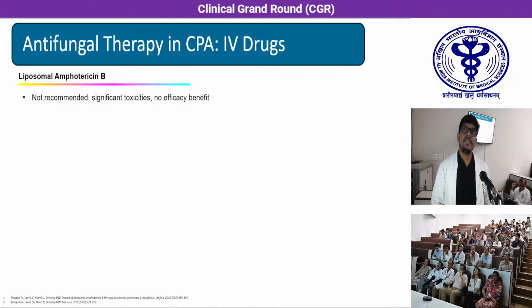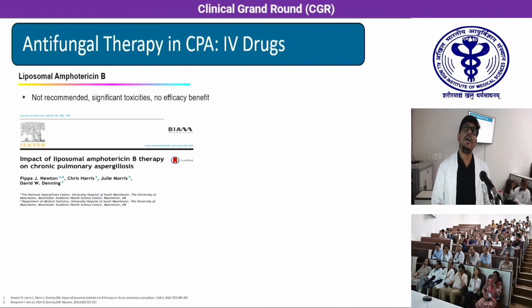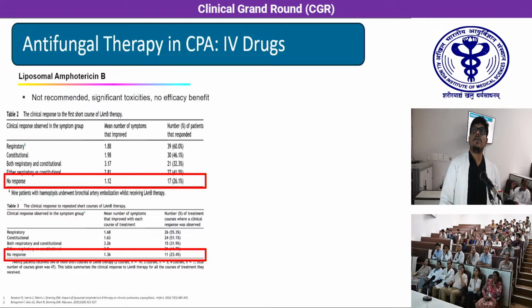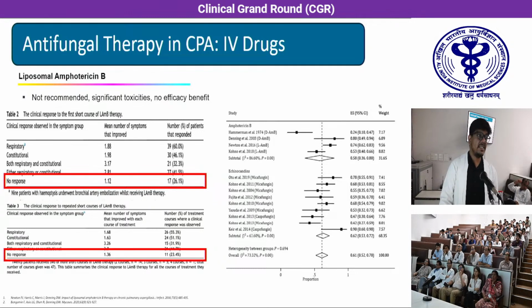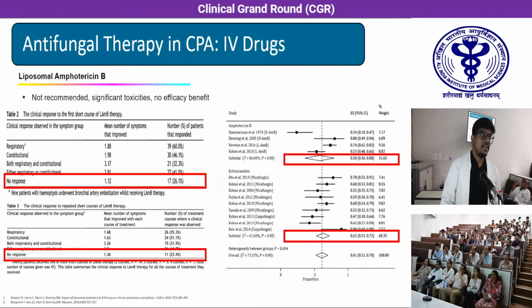The other option is liposomal amphotericin B. However, it shows no efficacy benefit and has significantly higher toxicities. So this was one of the larger cohorts which had evaluated liposomal amphotericin B in patients with CPA from UK. They had shown response rates of around 70%. This is a summary of available evidence for IV therapy. So if we see the pooled estimates, in terms of efficacy for echinocandins and amphotericin, it's around 60%. But echinocandins are associated with less toxicity.